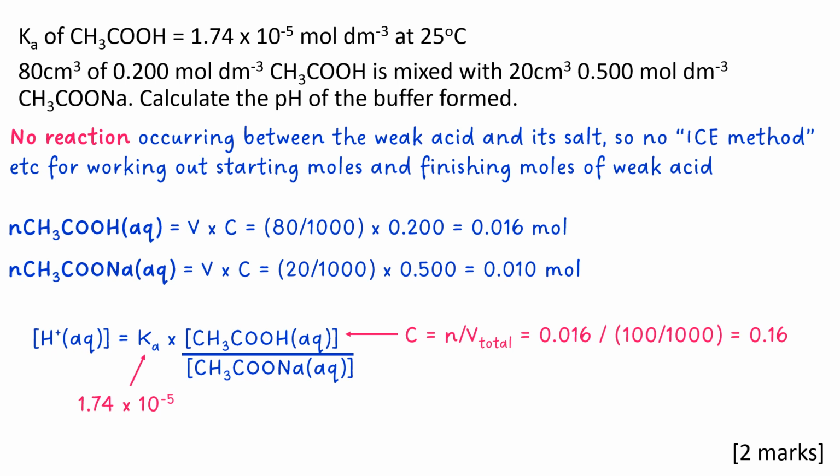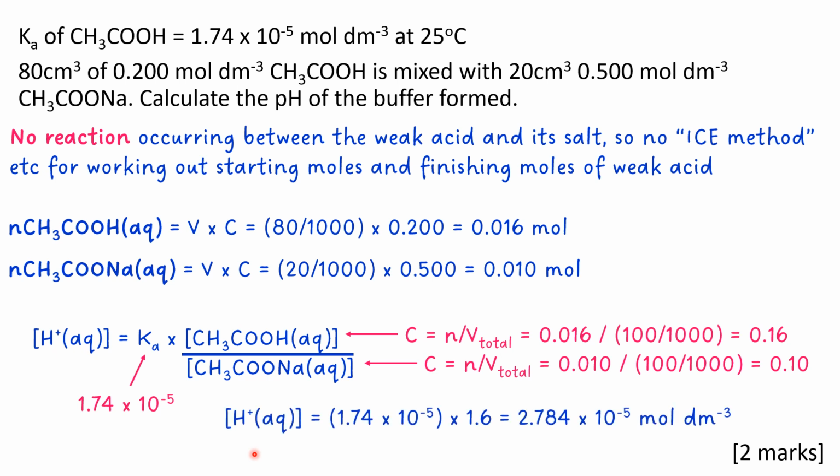Bearing in mind, of course, that we're dealing with the total volume. So 20 plus 80 gives you 100, so that's where that comes from. So V total is 100 centimeters cubed. Doing the same for the denominator, it's your conjugate base or salt, and simply multiply the Ka value times 0.16 over 0.10. That gives you 2.784 times 10 to the minus 5, which when you plug into the pH calculation, minus log, you have 4.56, remembering, of course, 2 decimal places for your pH at all times.